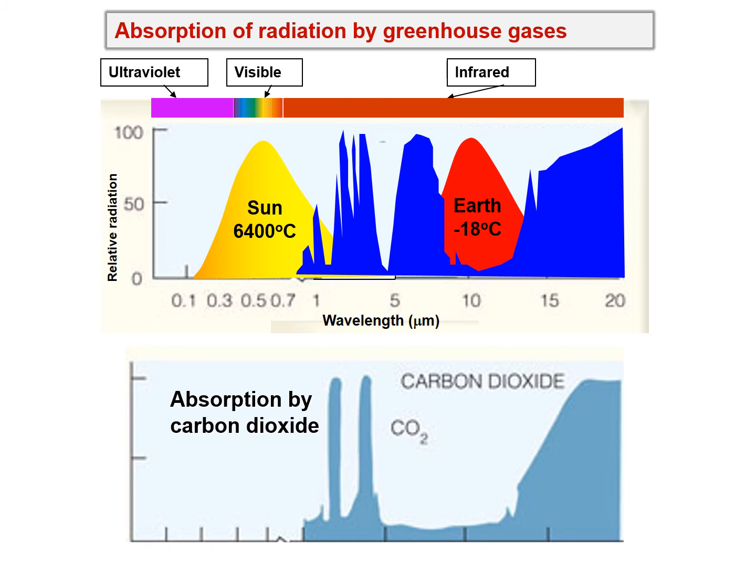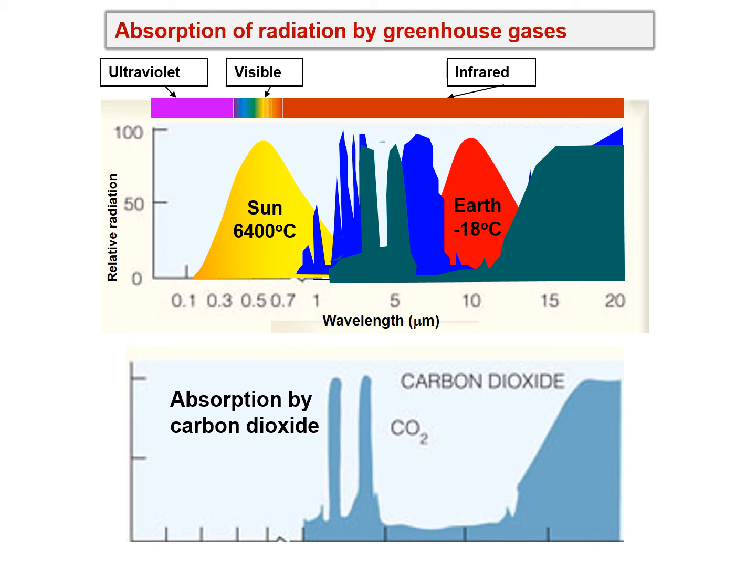How about CO2? CO2 has only 2 peaks. Here, they don't want it. Go. I don't want it. And this peak, yes, I want it. Here, no. Here, yes. Here, no. So CO2 is also selective, but not as much as water vapor.